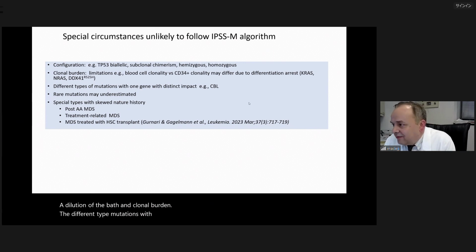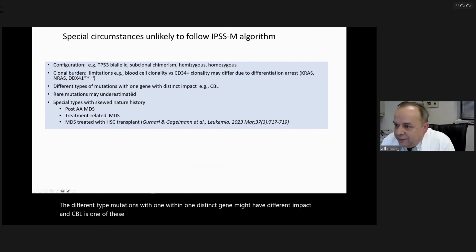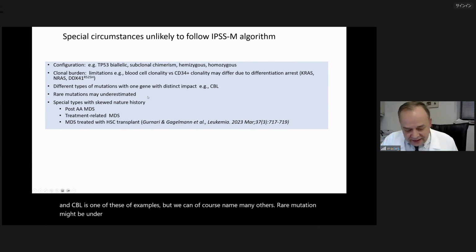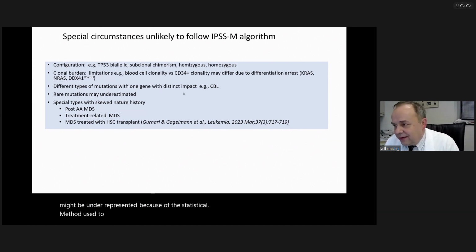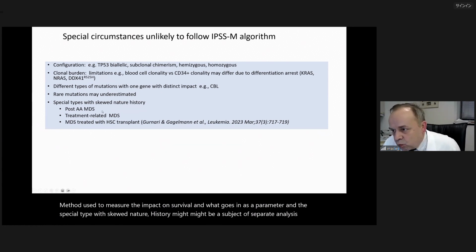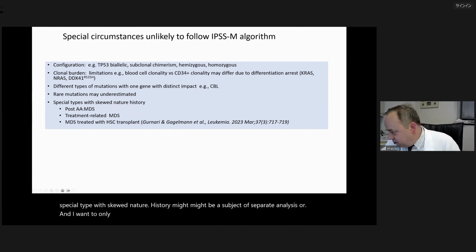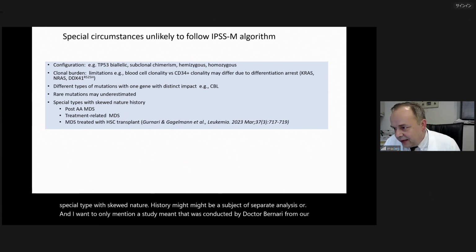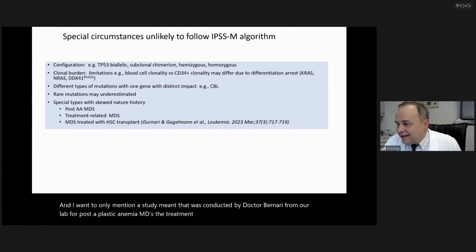The different type of mutations within one distinct gene might have different impact, and CBL is one of these examples, but we can of course name many others. Rare mutations might be underrepresented because of the statistical method used to measure the impact on survival and what goes in as a parameter. And the special types with skewed natural history might be a subject of separate analysis. I want to only mention a study that was conducted by Dr. Gurnari from our lab for post-aplastic anemia MDS. The treatment-related MDS, of course, is another example.